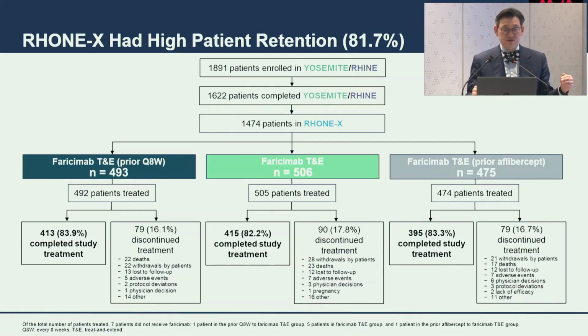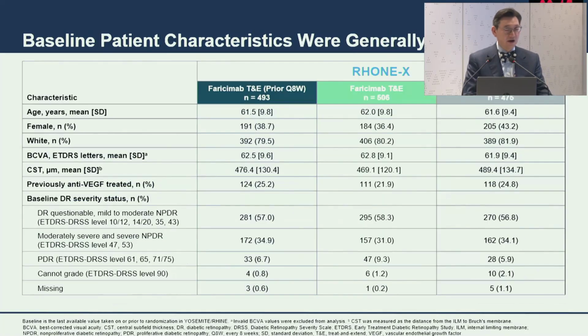There were 3 groups that rolled into RHONE-X. The first is patients who were on the faricimab arm every 8 weeks. The second group was the faricimab treat and extend arm, and they just continued on. And the third group, which is an interesting group, are those that were on aflibercept prior to being rolled onto RHONE-X. Baseline characteristics of these 3 groups were well balanced, particularly their diabetic retinopathy severity status, BCVA and CST.